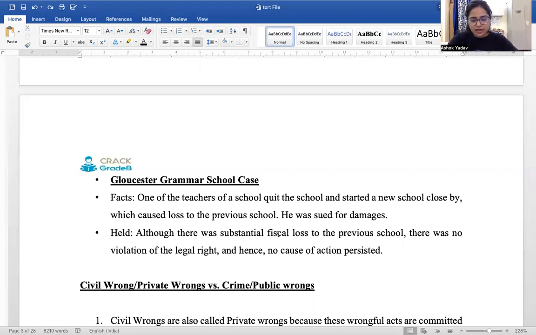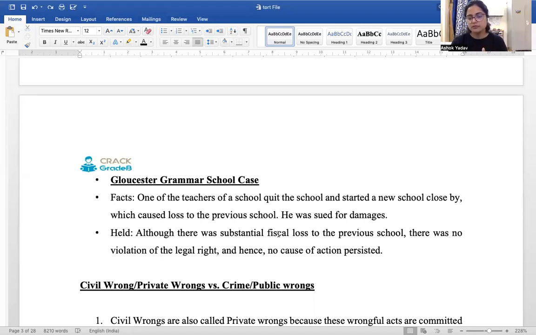Basically, everyone has a right to do profession, business, trade. This is a legal right which has been provided to us by our constitution. So opening a school can never be against a legal right. So when the case was filed against that person for opening a new school, even though the previous school suffered loss, it was not a legal injury that was caused to him.